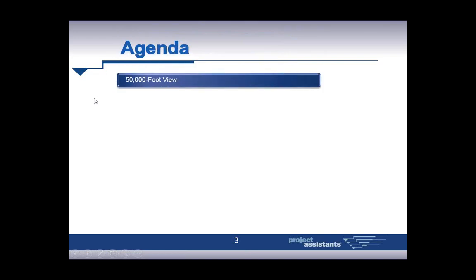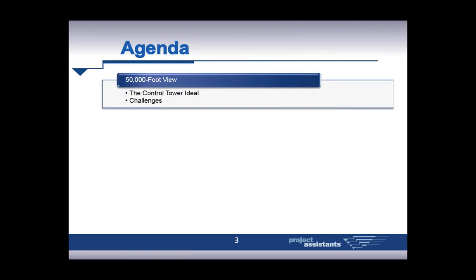So today, here's what we're going to cover. Our agenda, we're going to start out with a 50,000-foot view about what we mean by the control tower and how control towers can integrate with the flights that are in flight. And we'll go from there into deeper challenges that come at us when we're dealing with this kind of an application.